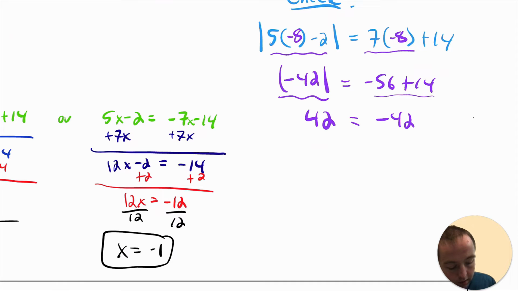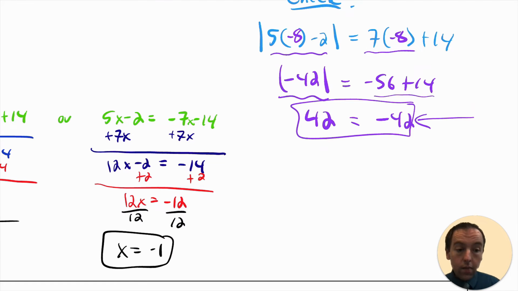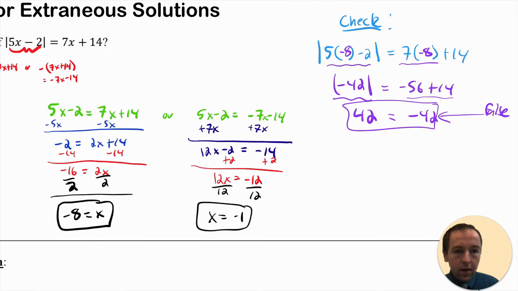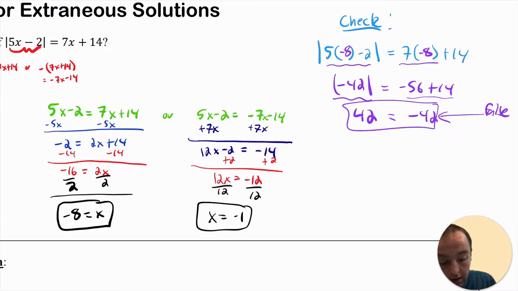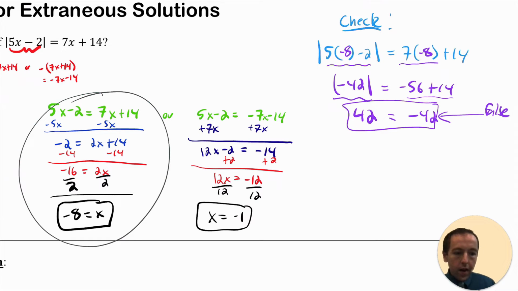So when you take a look at this statement right here, that's not a true statement. 42 does not equal negative 42, right? That's a false number statement. So what that means is negative 8 is not a solution to the equation, because when we just plugged it in, it didn't give us a true number statement, right? So it seems confusing because, like, oh, we just did all this work and we came up with the answer, right?